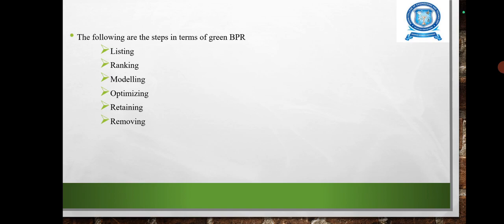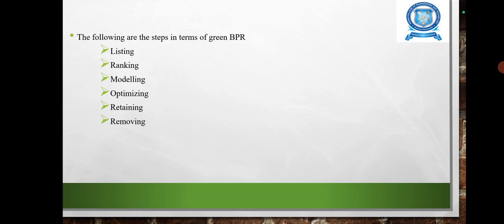First we are going to see the listing. In this listing, it is the initial list. It will be refined as its green transformation exercise proceeds. For example, production, inventory, supply chain, customer relations, finance and HR. Here also it should be categorized into different categories in the organization: primary, secondary or supporting process. It also covers the major functions of the organization.